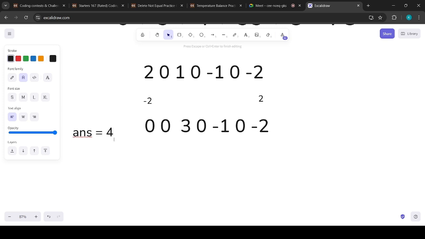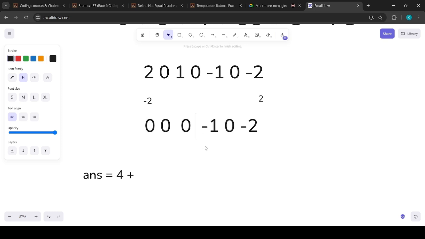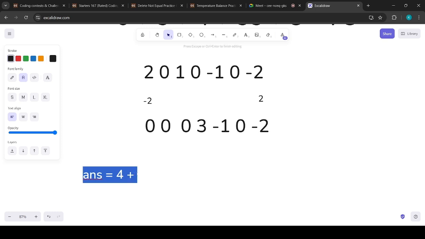And now my third number is 3, right? So again I will be doing the same thing: subtracting 3, adding plus 3 to the other number, and increasing my counter by 3. So it will become 3 and I am adding 3 to my answer.